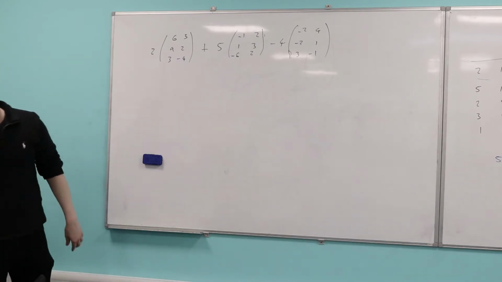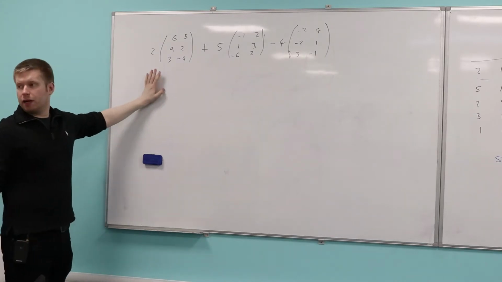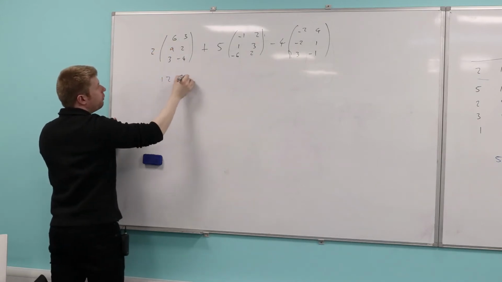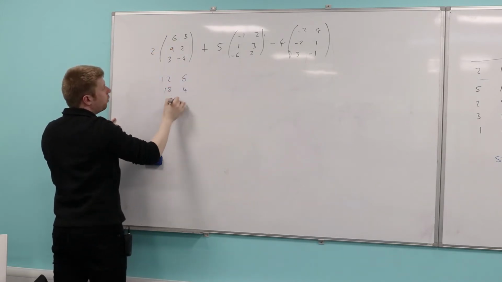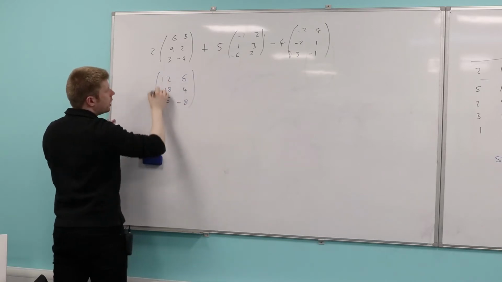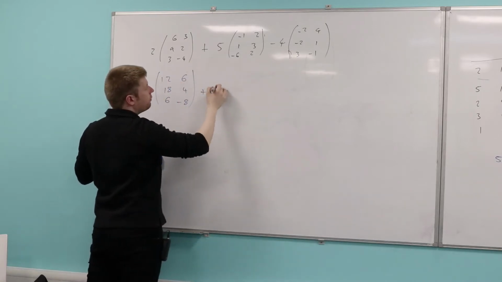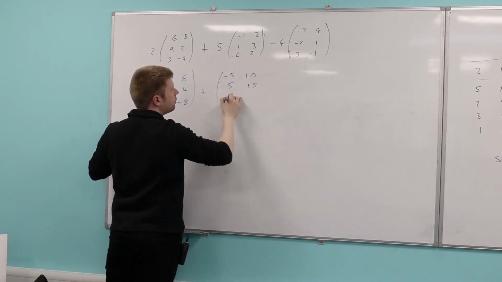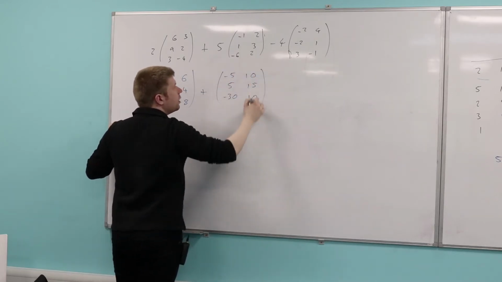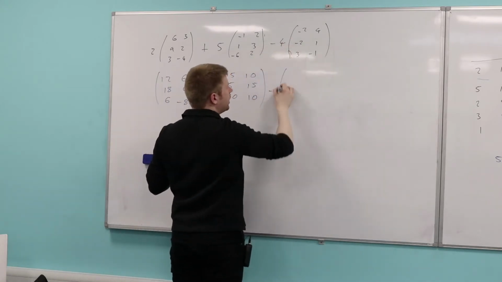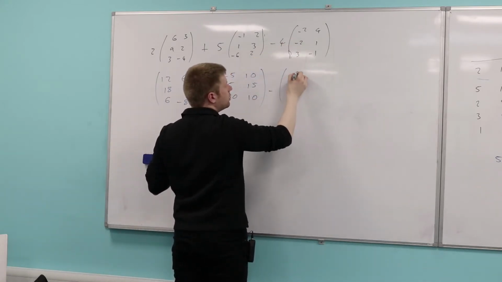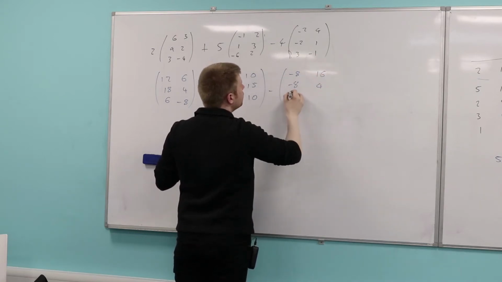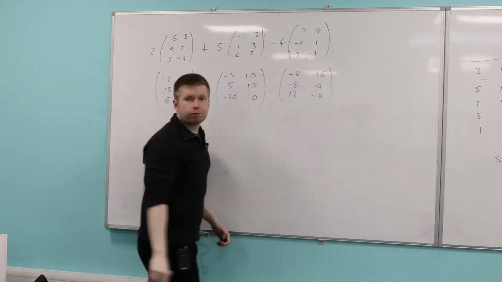First things first, just multiply through, okay? So tidy this matrix up. So you're going to multiply every single element by 2. So you end up with 12, 6, 18, 4, 6, and negative 8, okay? Multiply every element in here by 5, so you get negative 5, 10, 5, 15, negative 30, and 10. Then you take away 4 lots of everything in here, so 4 lots of negative 2, which is negative 8, 4 lots of 4, 16, etc., negative 8, 4, 12, and negative 4, okay?